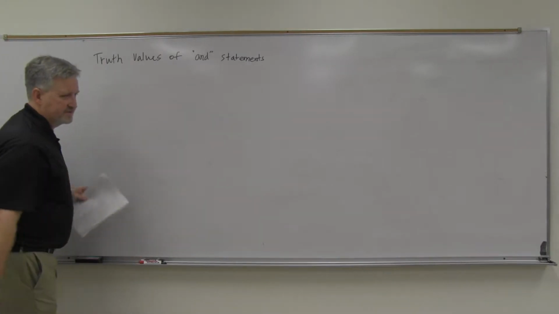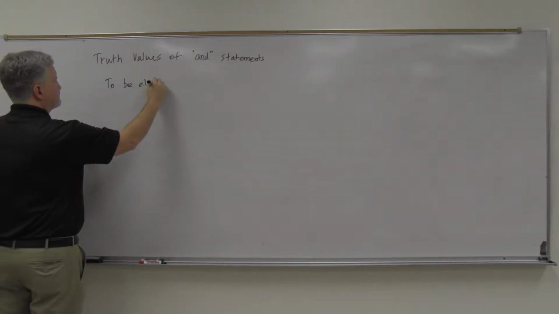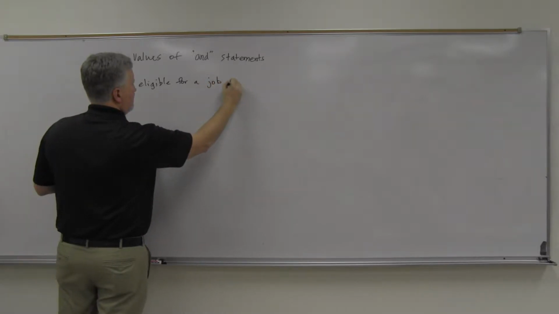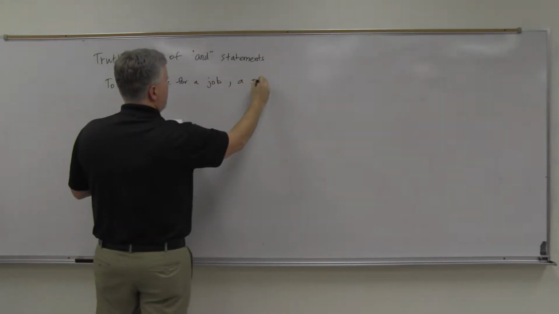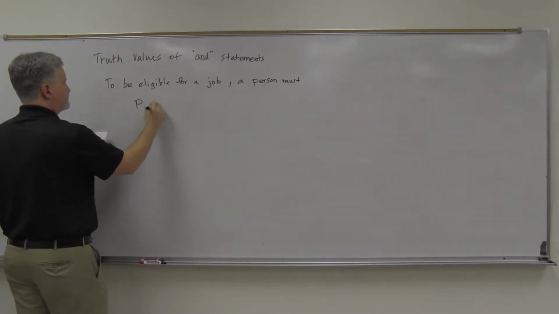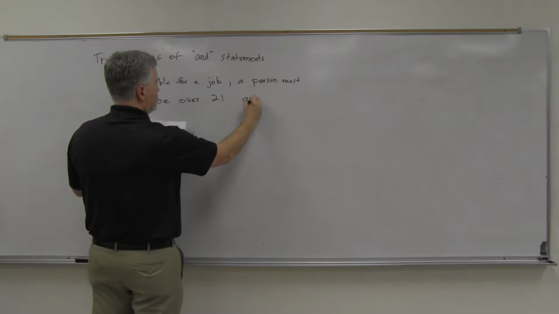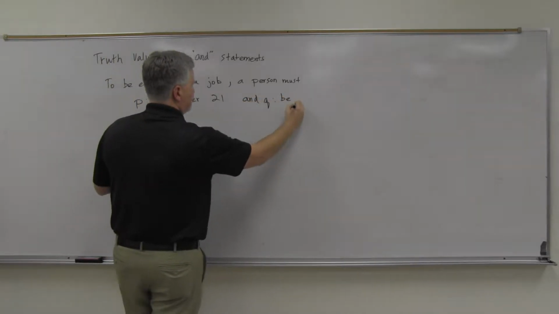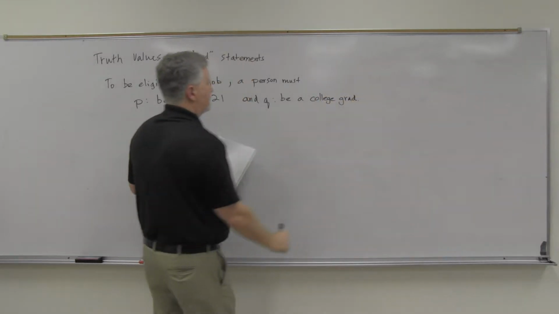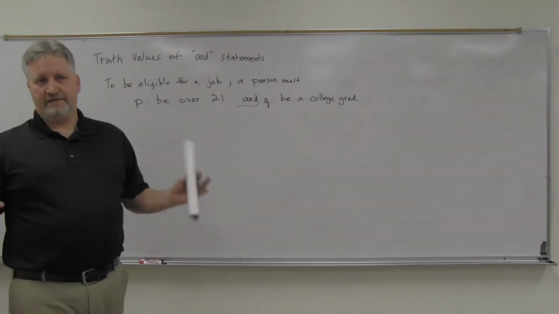And let's say we've got this job position out there. And to be eligible for this job, a person must P be over 21 and Q be a college graduate. So this statement we put together is an and statement.